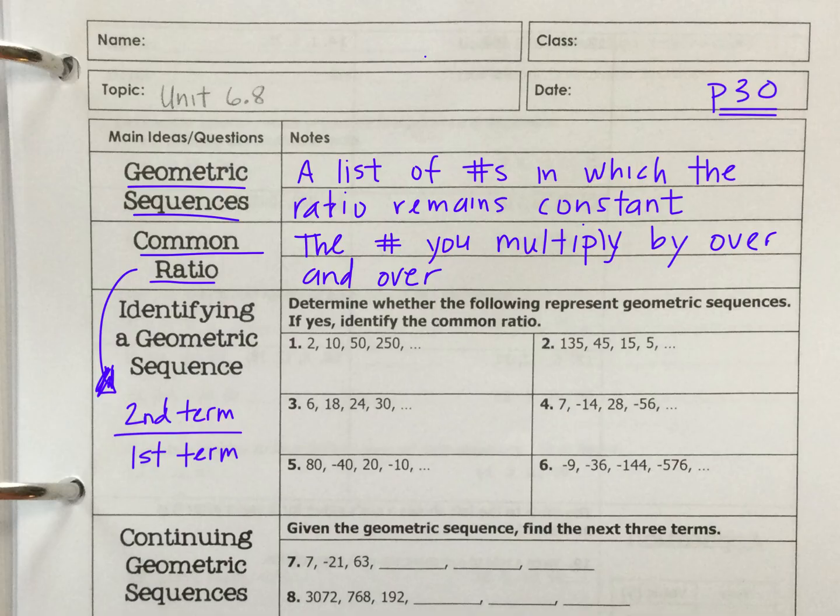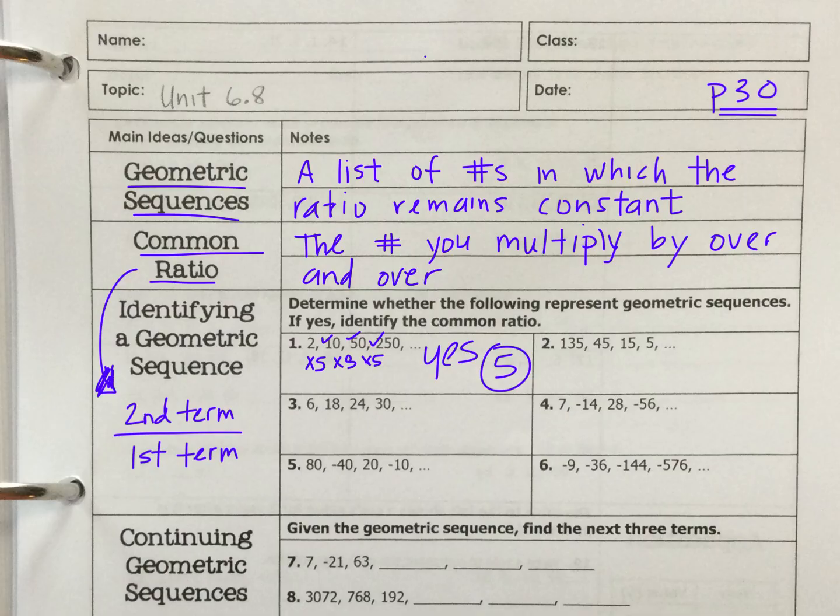So, in number 1, I know that 2 times 5 is 10. Check. 10 times 5 is 50. 50 times 5 is 250. So, yes, this is a geometric sequence, and 5 is the number I'm multiplying by over and over and over.